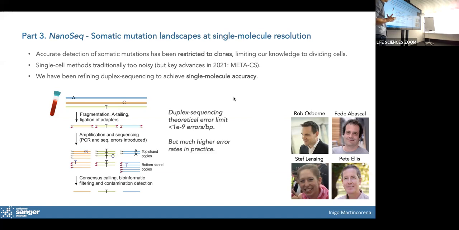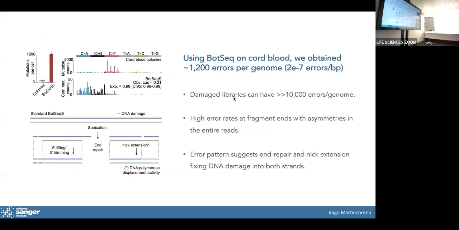in single molecules of DNA, but in practice we found that it has a much higher error rate, and I will tell you why. What we did was we applied standard whole genome duplex sequencing to a human sample with very low mutation rates. We took a blood sample from cord blood from a neonate, immediately soon after birth. You're born with about 50 mutations per cell, so very low mutation rate. And we used that as a negative control and applied duplex sequencing.